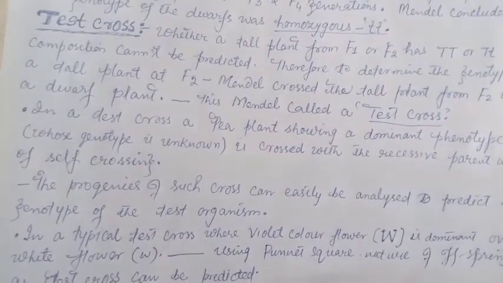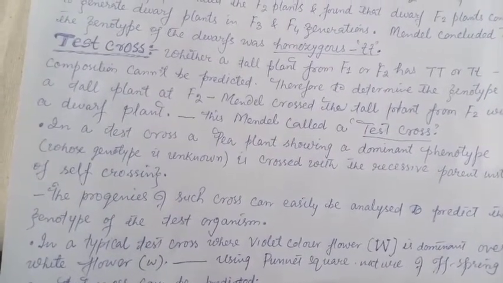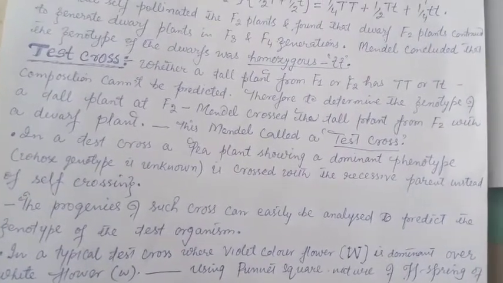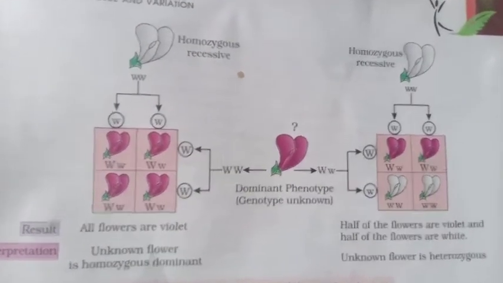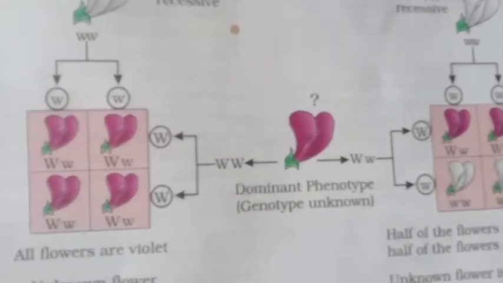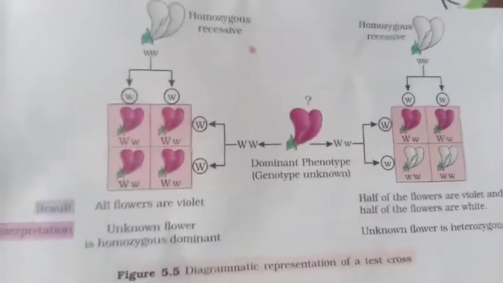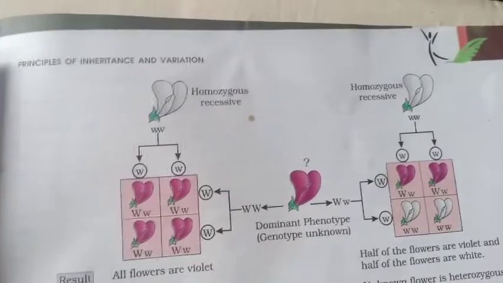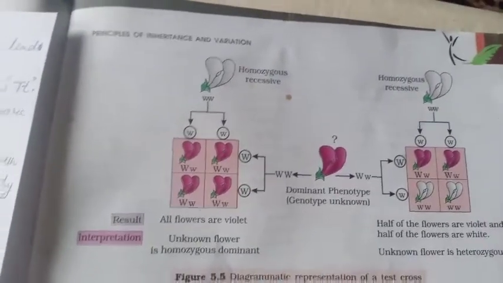In a typical test cross, where violet flower color, represented by capital W, is dominant over white flower color, represented by small w, using a Punnett square, the nature of the offspring of the test cross can be predicted like this. In the Punnett square here, you can see that in the center lies the dominant phenotype whose genotype is unknown. We have to find the genotype of this particular plant. Now what we do is cross it with a homozygous recessive, and we can predict the offspring like this.